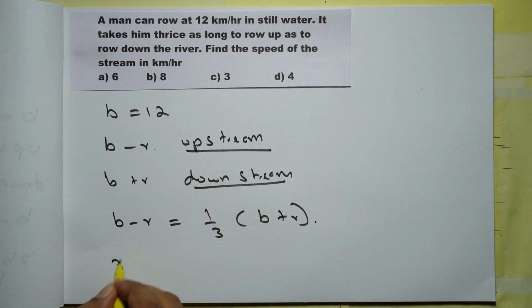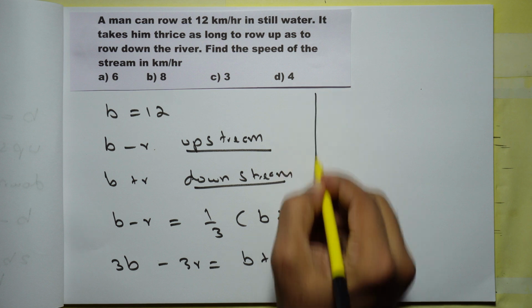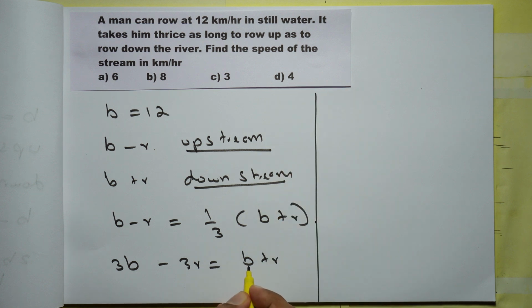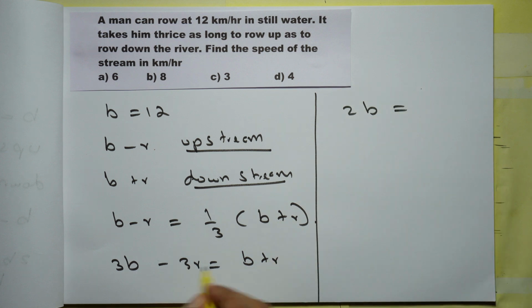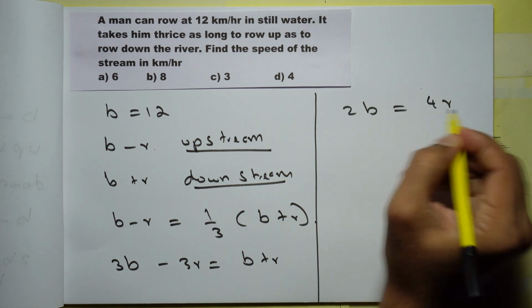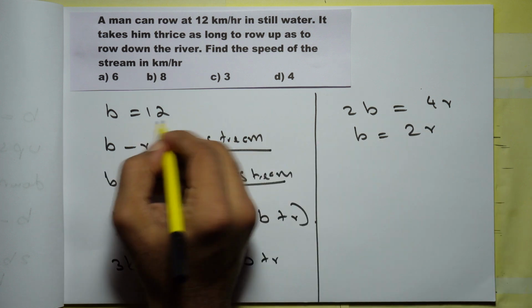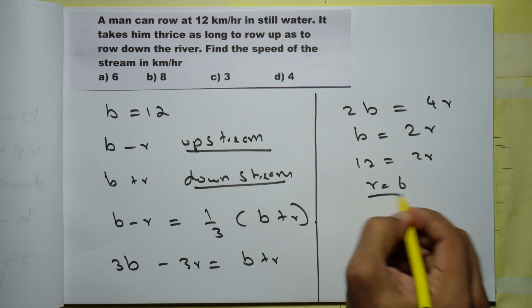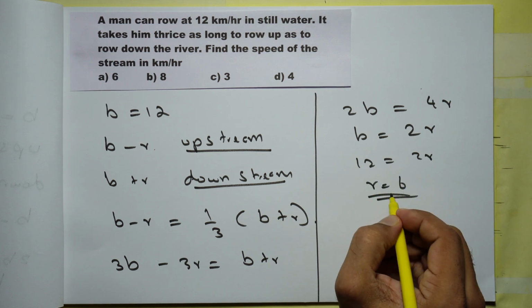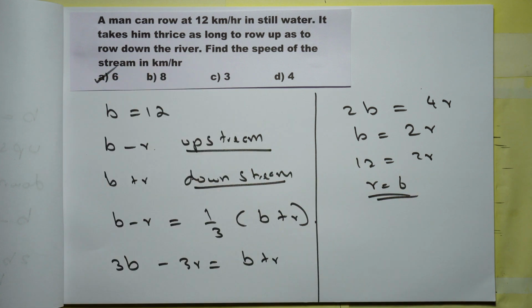So we'll just solve this. 3b minus 3r is equal to b plus r. I'll just bring b to this side. So you'll get 2b is equal to 3r to this side, that will be 4r, or b is equal to 2r. Now we know b is equal to 12. So 12 is equal to 2r, or r is equal to 6. r is the speed of the river, that is 6 kilometers per hour, option A.